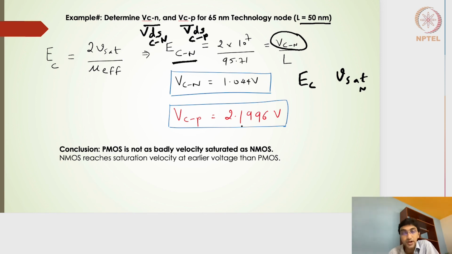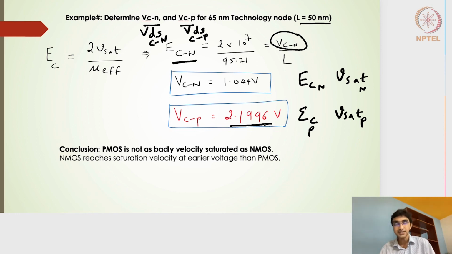Similarly, if I apply 2.1996 volts, I should reach the critical electric field of the PMOS, and then the velocity saturation of 8 × 10^6 for the holes. So in conclusion, if I apply 1.044 volts across both the PMOS and the NMOS transistor, the NMOS transistor will get saturated at 1.044 volts, whereas the PMOS will still not be velocity saturated. It needs 2.1996 volts to get velocity saturated.